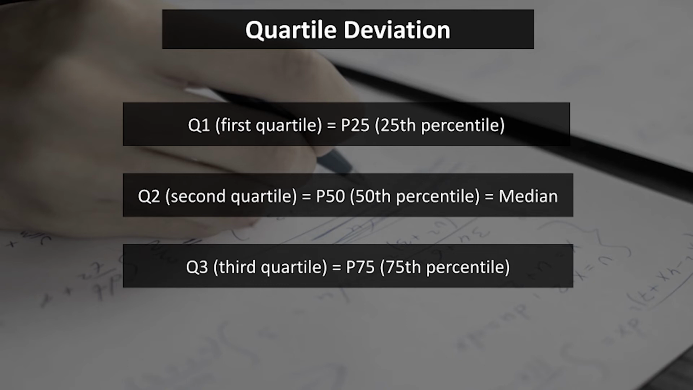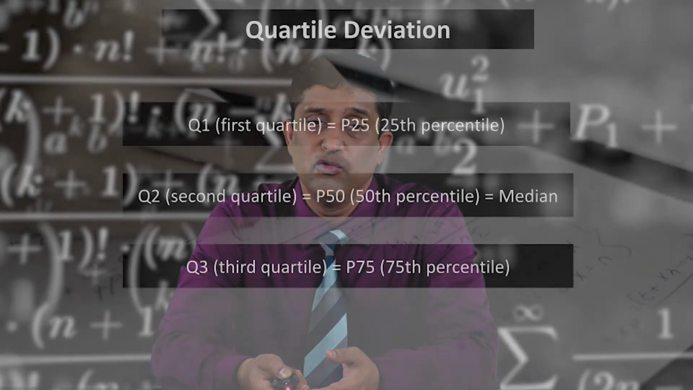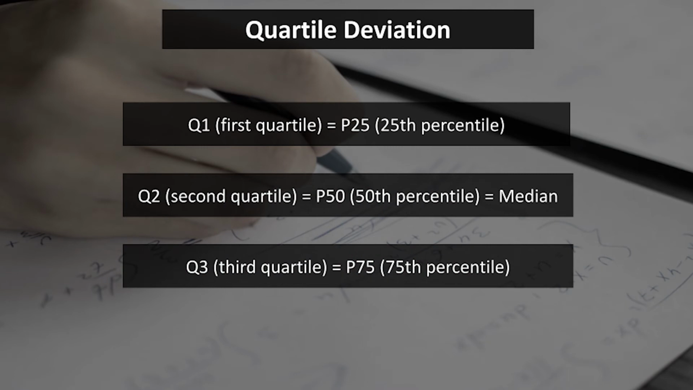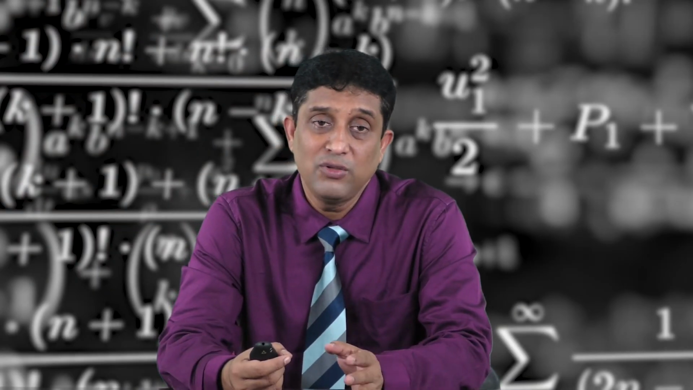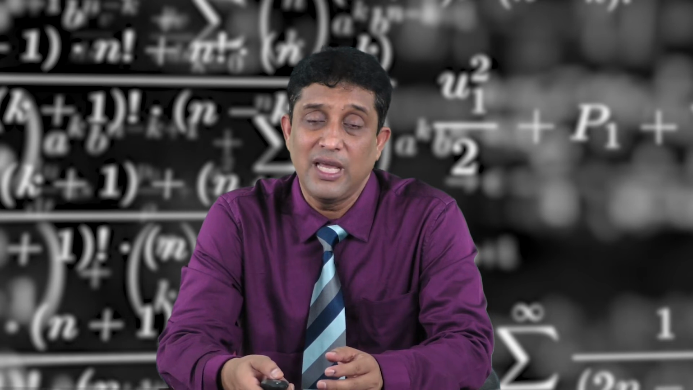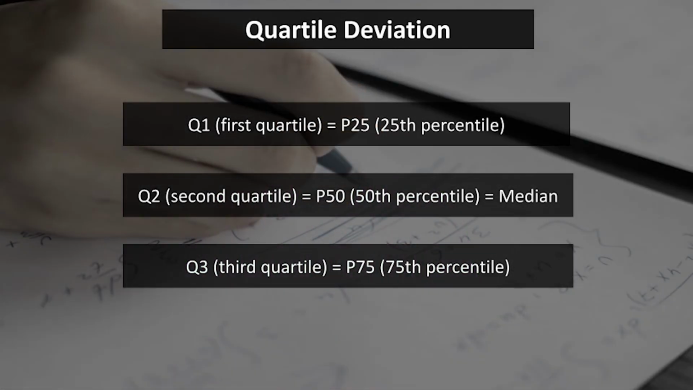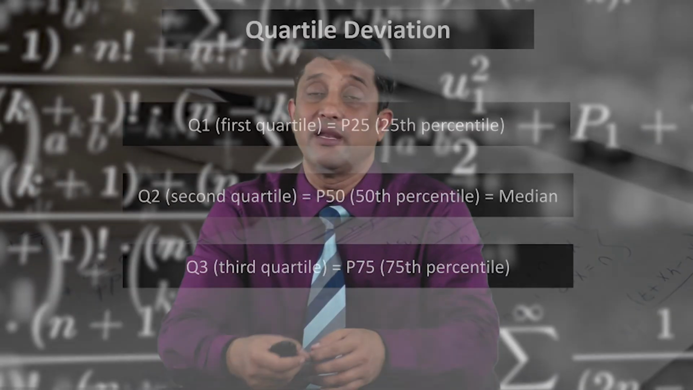So friends, I have already said that Q1 is the first quartile, that is equivalent to the 25th percentile or P25. Q2 is the second quartile, and we can define the second quartile as a point of the distribution below and above which 50% of the cases lie. Okay, so this is Q2, the second quartile. So that is equivalent to P50, the 50th percentile, which is also equal to the median.